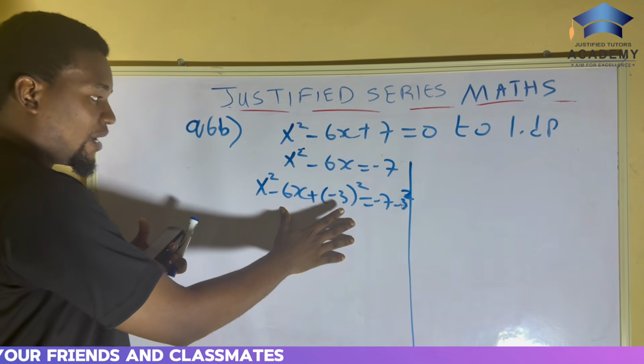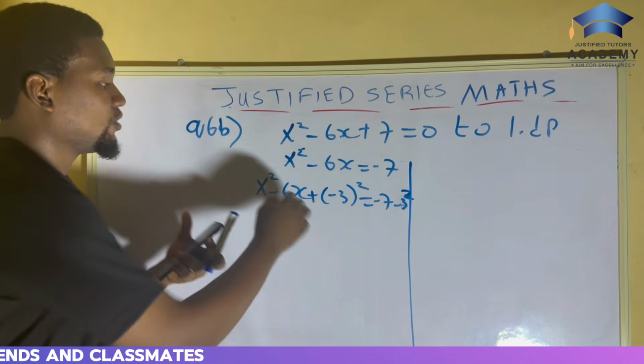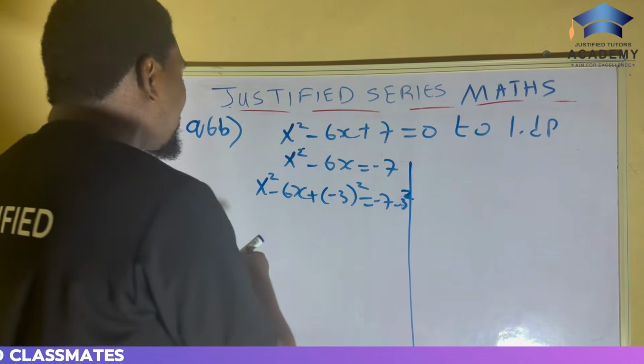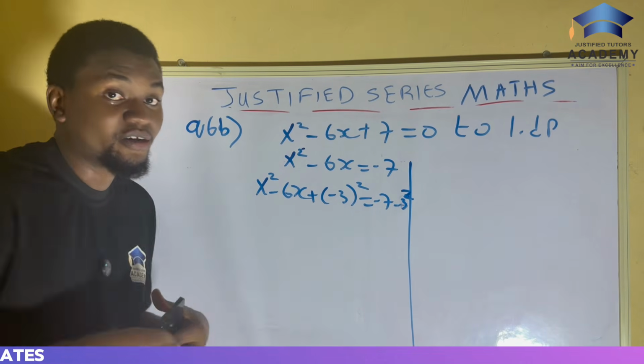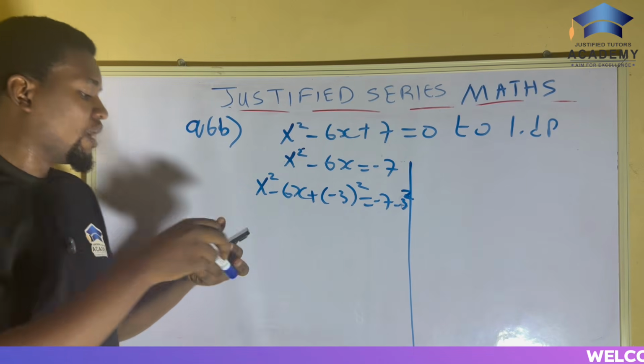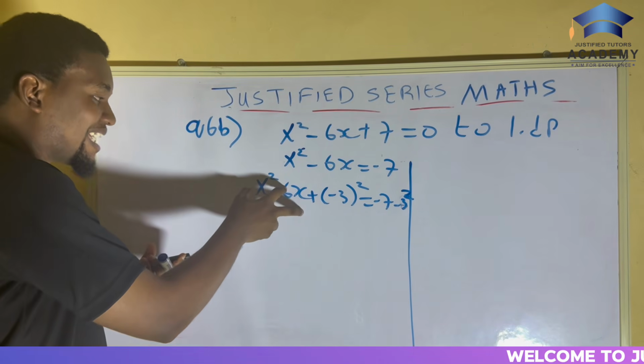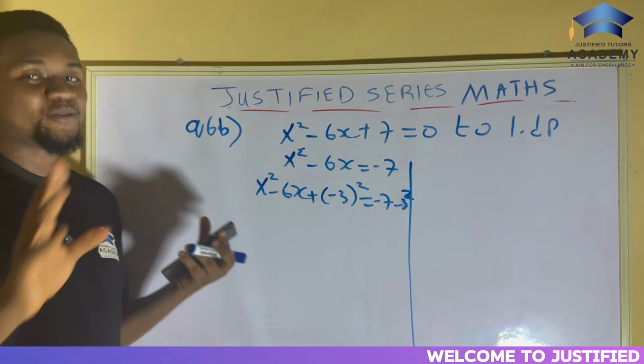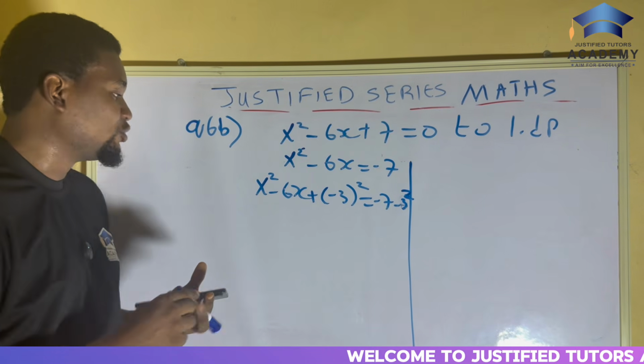So now we've gotten here. What do you do next? You open up this thing. So now you write. Guys, I beg, please pay attention. Now what you do here is that this 6x will automatically disappear. Yes, don't ask me why. It will automatically disappear. That's the rule and the method.